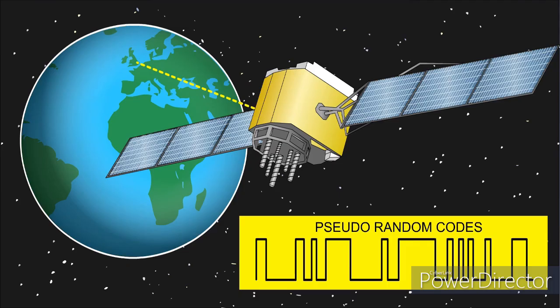The space vehicles, SVs, broadcast pseudo-random noise codes, that is, a message that is so long that it appears to be random, but it is in fact repeated at a given interval. The code lasts for 1 millisecond, an epoch, and it is unique to each satellite. And it is transmitted on 2 frequencies.